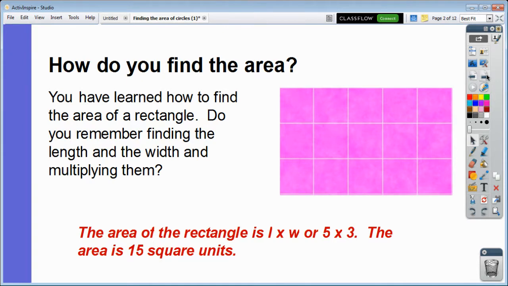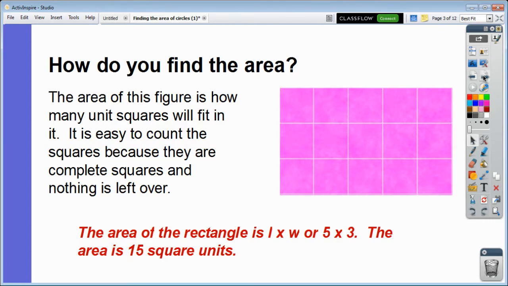How about this rectangle? You've learned how to find the area of a rectangle. Do you remember finding the length and the width and multiplying them? The area of the rectangle here is length times width, or 5 times 3. The area of this rectangle is 15 square units.